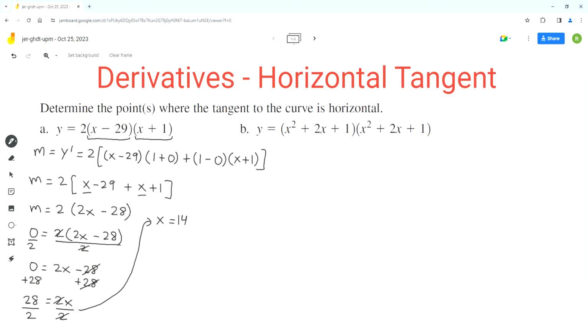Now since we have to find the point, we also have to find the y coordinate of the point, and for that we'll sub in x as 14 in the equation of the curve. So we do y equals 2, and we replace x with 14: 14 minus 29 times 14 plus 1. Now we have to simplify this expression. So we get 2, and in the first parenthesis, 14 minus 29 is equal to negative 15.